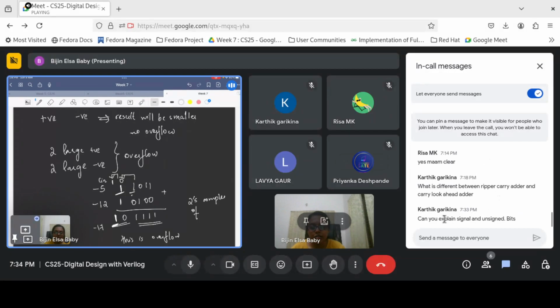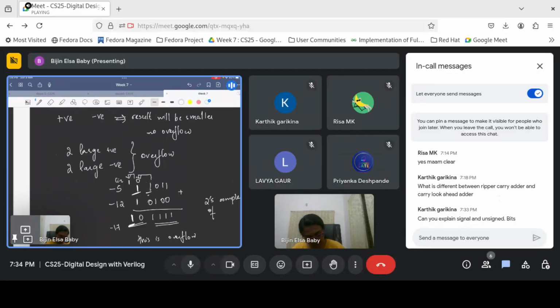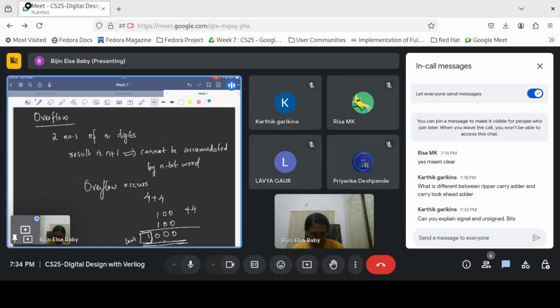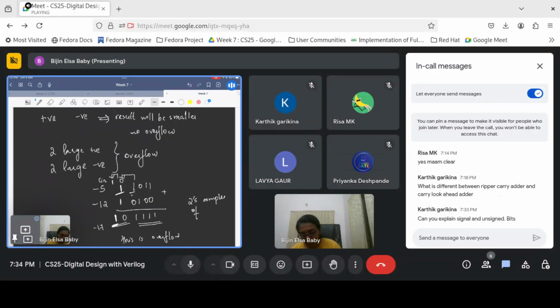In the signed case, you will have positive and negative numbers. Outside, you will have real positive numbers. Previously, I showed this is plus 4 and plus 2. It may not be plus 2, like plus 4 and plus 4. Here, you will have positive and negative numbers in the case of signed.